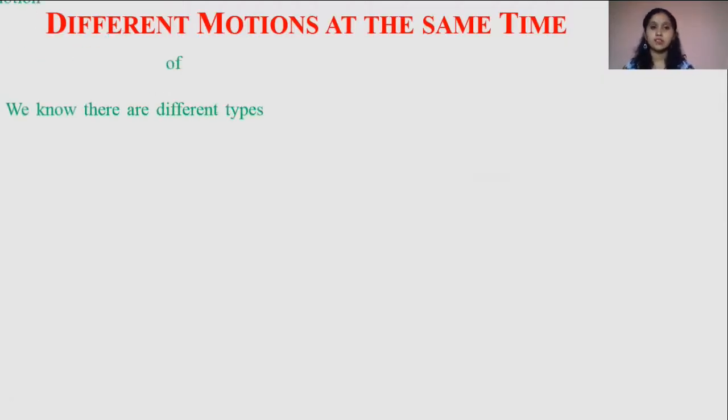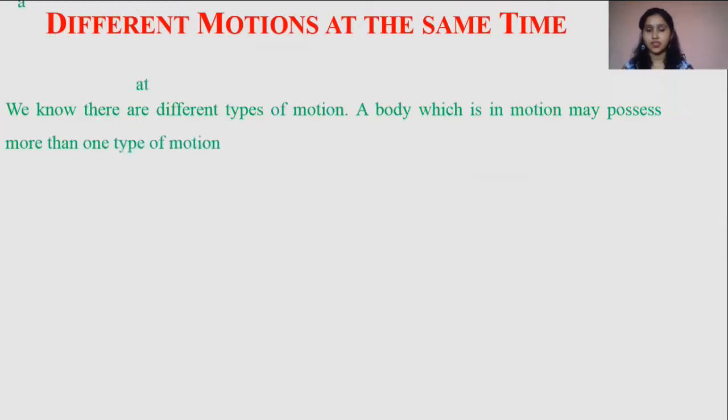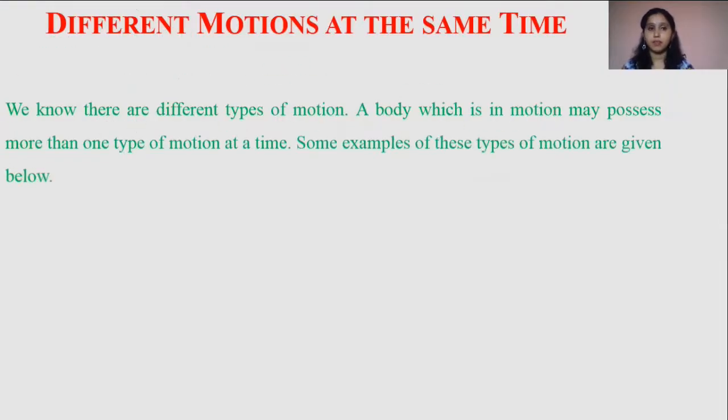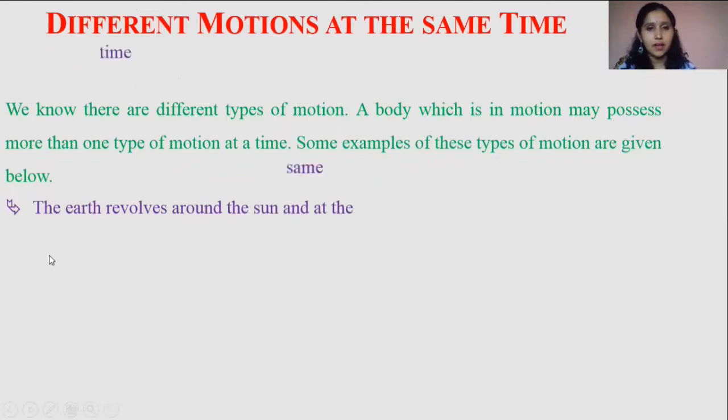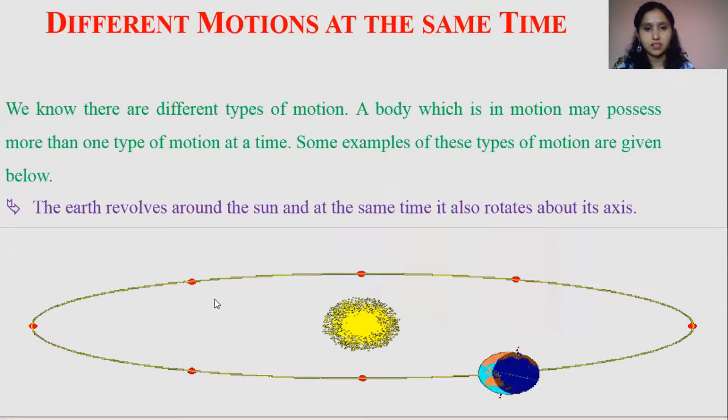You know that there are different types of motion, as we studied in the last session, and a body in motion may possess more than one type of motion at the same time. About that we are going to learn today. Some examples are given here. With examples we will learn this. First of all, this example is not new for us. We have already studied it.